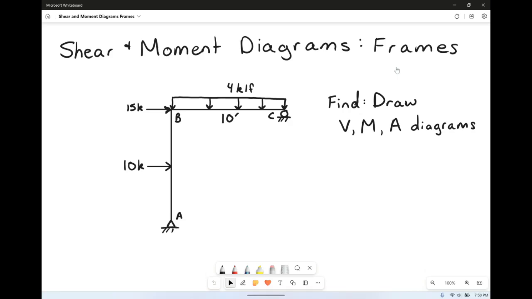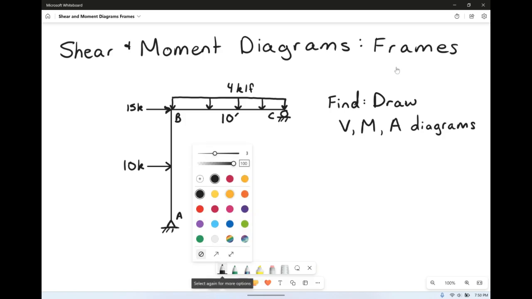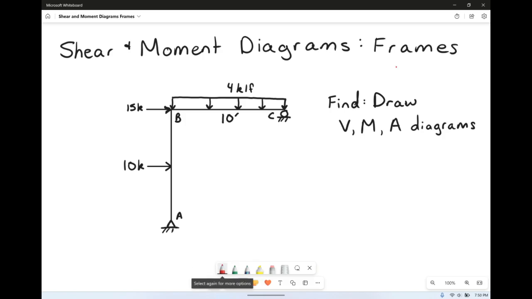This video is going to cover shear moment diagrams for frames. For this simple frame that we have, we want to draw the shear, the moment, and the axial normal diagrams for the frame. So to start with, we probably want to start by finding the reaction forces.